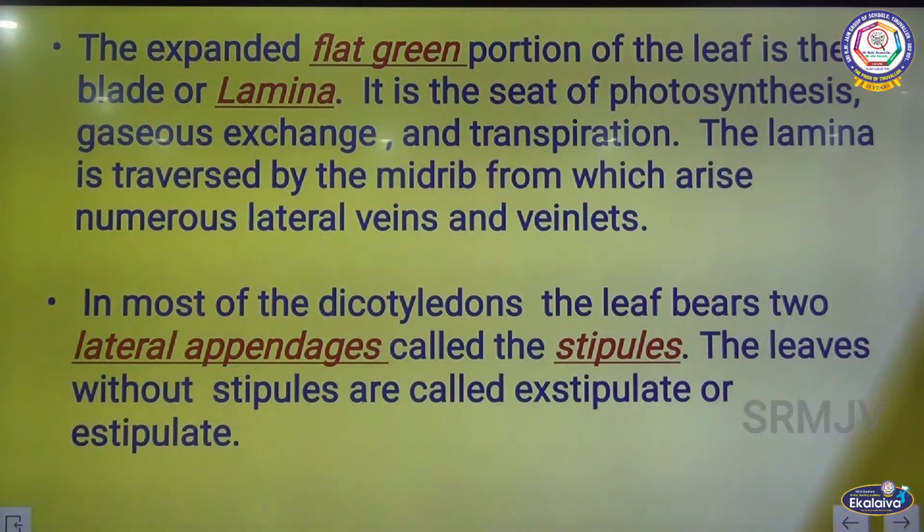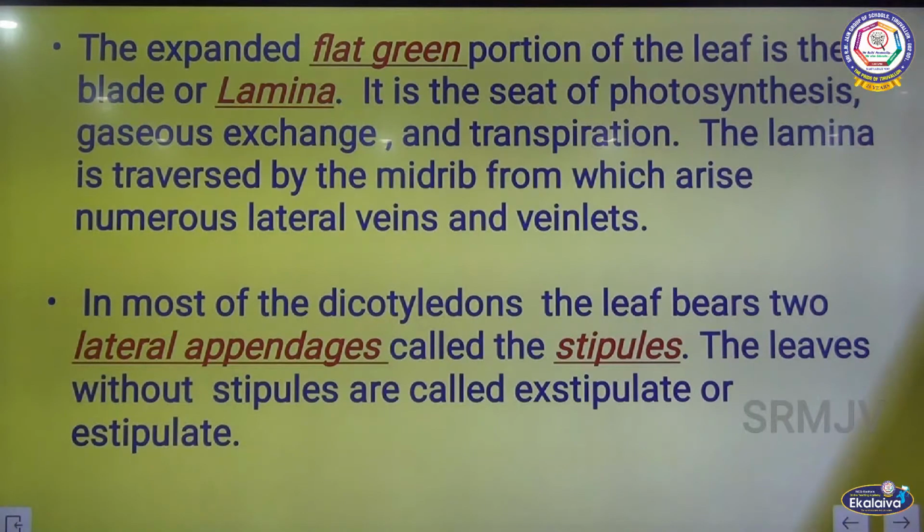The expanded flat green portion of the leaf is the blade or the lamina. When we looked at the picture, we said that it is the seat of photosynthesis. Gaseous exchange also takes place, and transpiration also takes place here. So, the leaf performs photosynthesis, helps in gaseous exchange and transpiration. The lamina is traversed by the midrib, from which arise numerous lateral veins and veinlets.